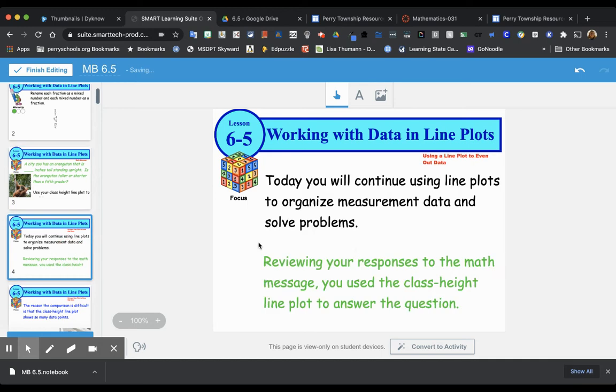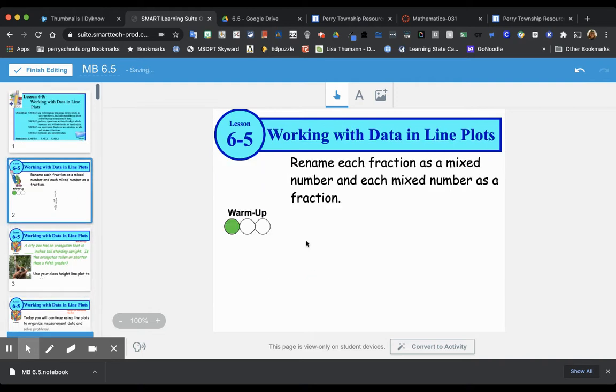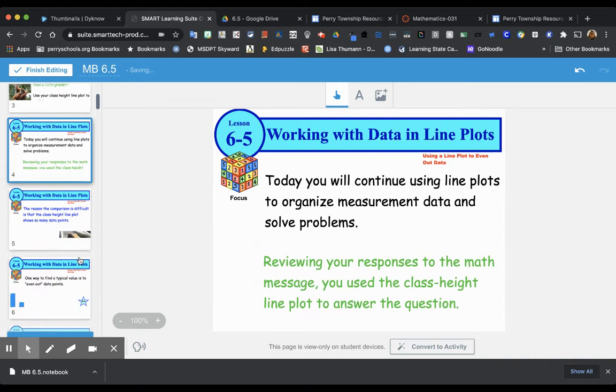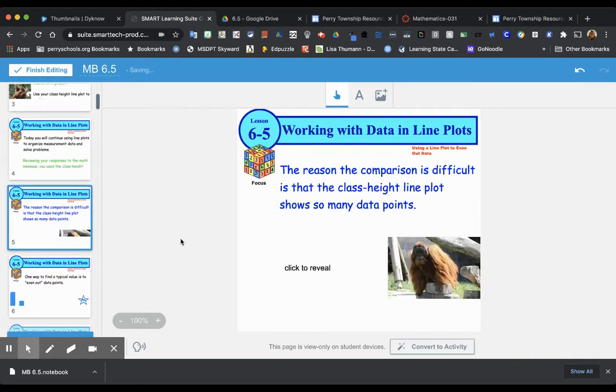So previous lessons were all about line plots, and today we're going to continue using those, and we're going to organize measurement data. So we're going to be using what we saw here, fractions and mixed numbers, and connecting it to line plots. So the reason comparison is difficult is that a class height line plot shows so many different data points.